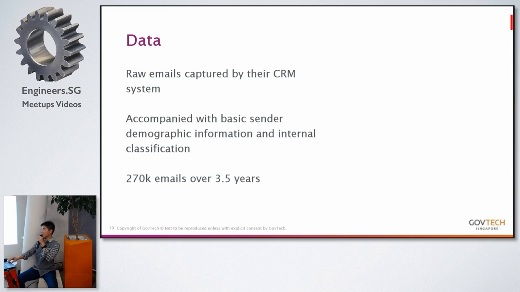And the emails that they sent to us numbered over 270,000 in 3.5 years, from 2012 to the first half of 2015. And in fact, most of the emails were obviously sent in recent years. I think from 2014 onwards, there were almost about 100,000 emails per year to their sales channel. So the obvious problem is that there are a lot of emails, you can't possibly expect people to be looking through them. So they came to us to see whether there's a more automated solution.